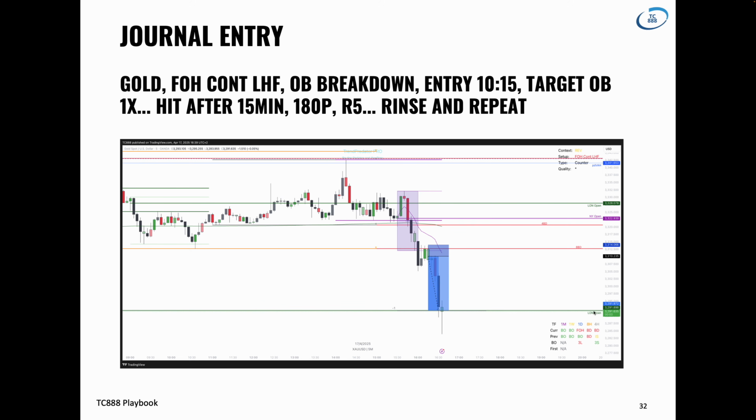You also see that this London Open level was there. It is the London Open level from yesterday. I typically leave that on the chart, as you see here, London Open, also New York Open, especially once they are not revisited. That's a naked session point of control. There is liquidity because the London Open long traders were still in the money, and the price is just coming back down to take them out to then potentially come up again. So I just write in my journal, it's hit after 15 minutes, 180 pip R5, rinse and repeat.